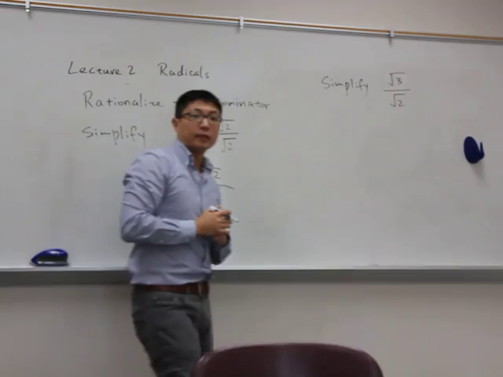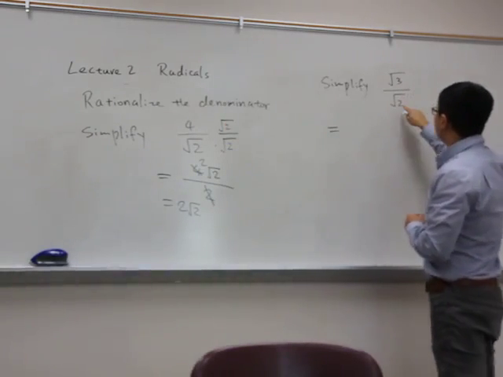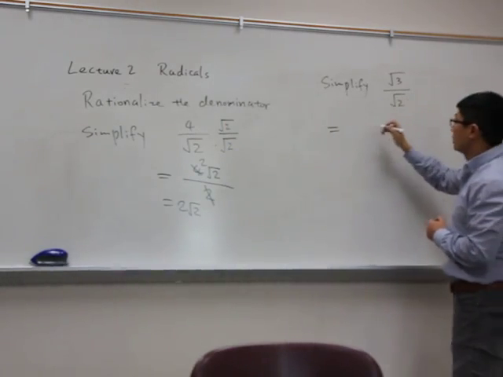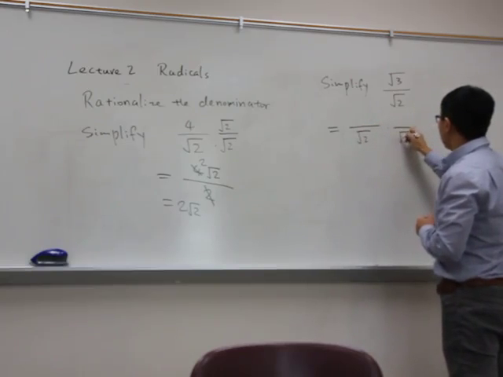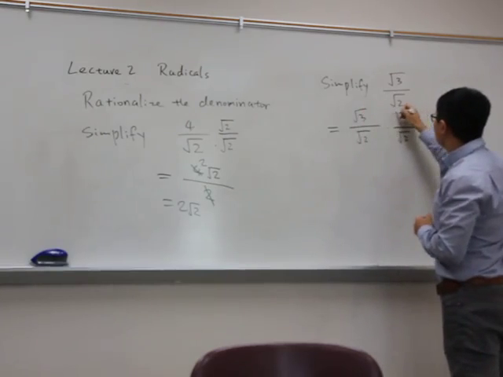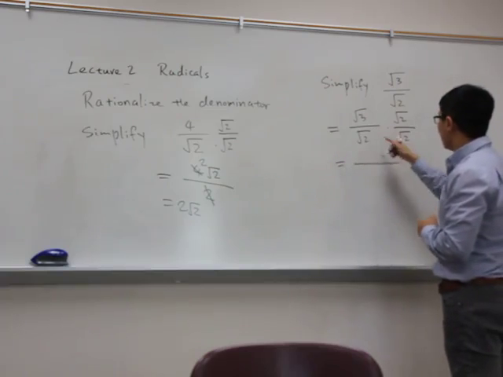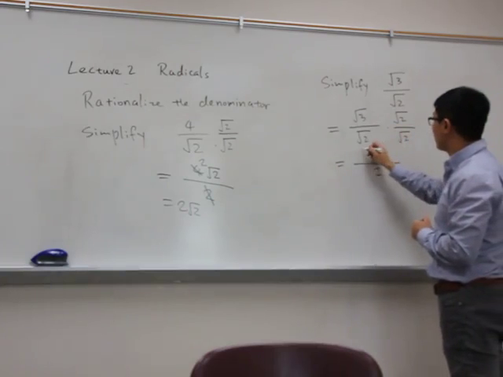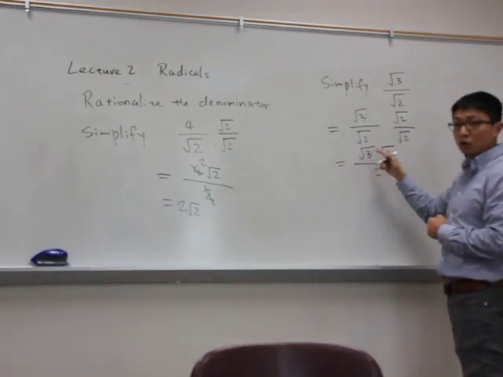Okay? Now, let's see another example. Again, because the denominator is the square root of 2, I want to multiply the denominator by the square root of 2, and also I want to multiply the numerator by the square root of 2. Now the denominator becomes 2, and the numerator becomes the square root of 3 times the square root of 2.